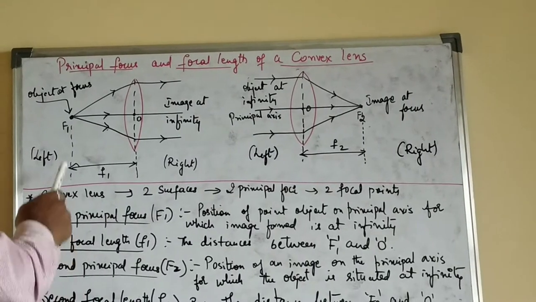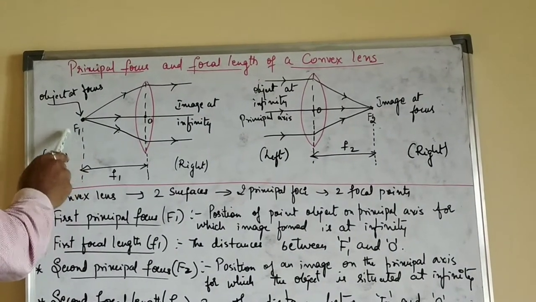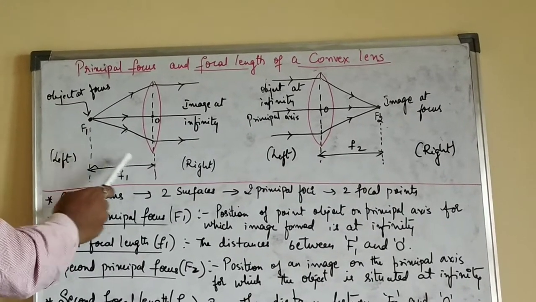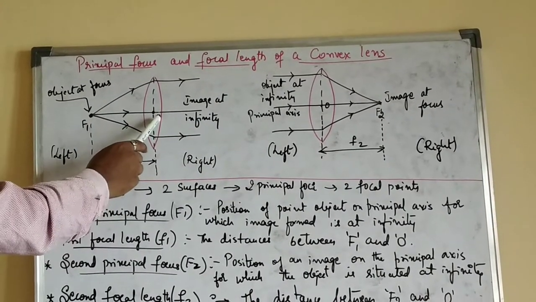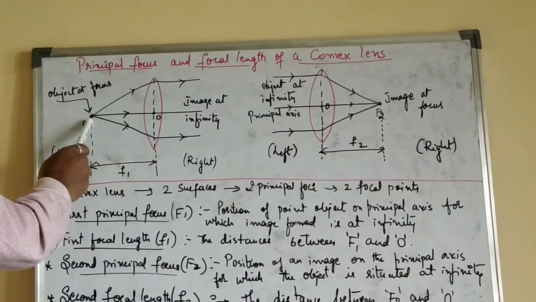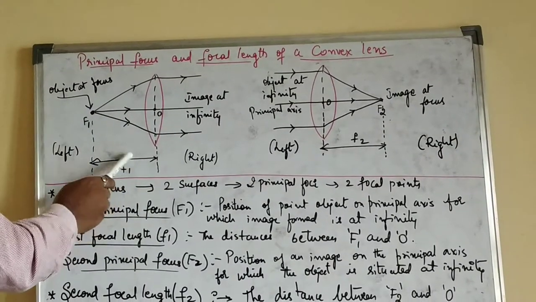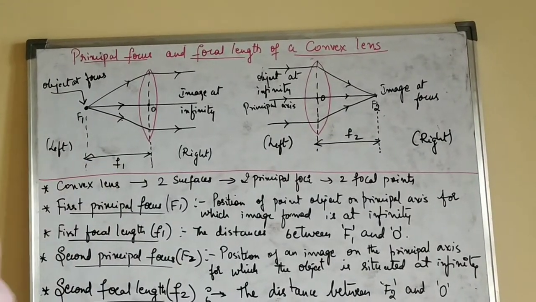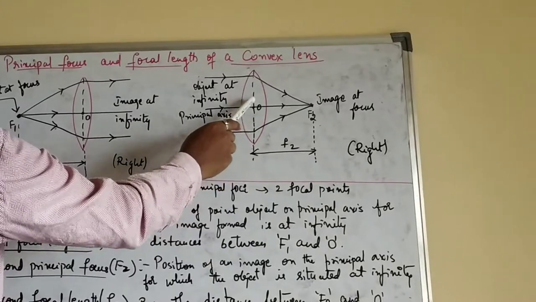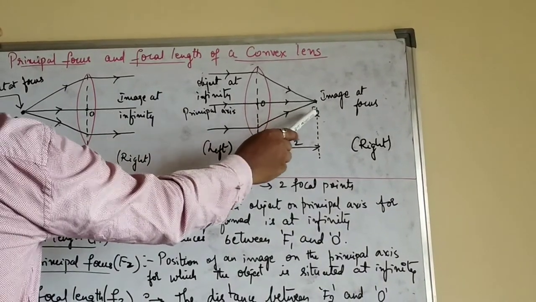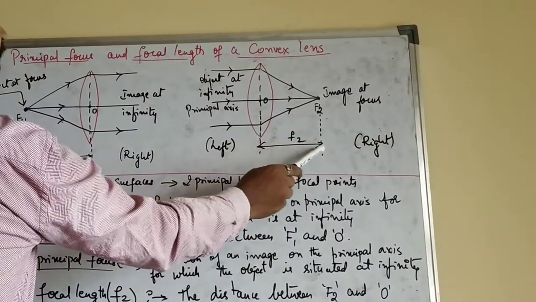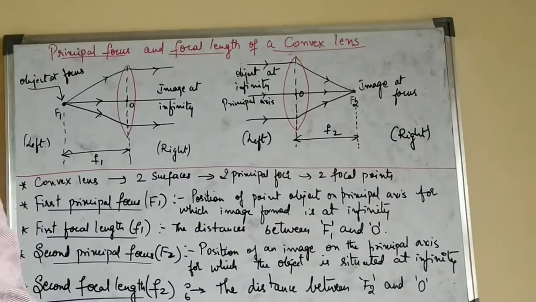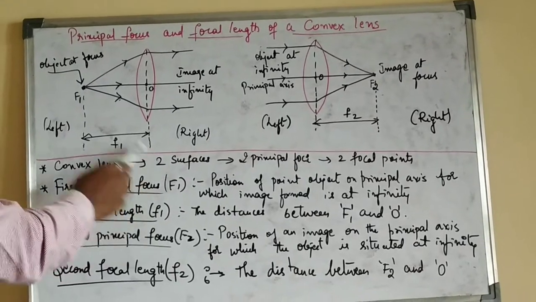Now, with the first principal focus to the left side of the convex lens, obviously from the optical center O to the first principal focus F1, it is the first focal length. Similarly, from the optical center O to the second principal focus, you have the second focal length. Okay. Now, what is the definition of first principal focus?